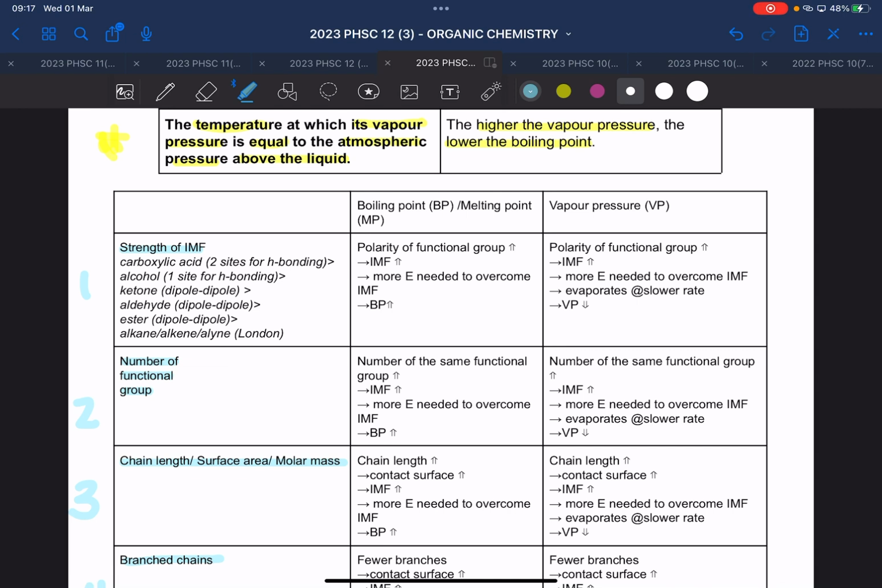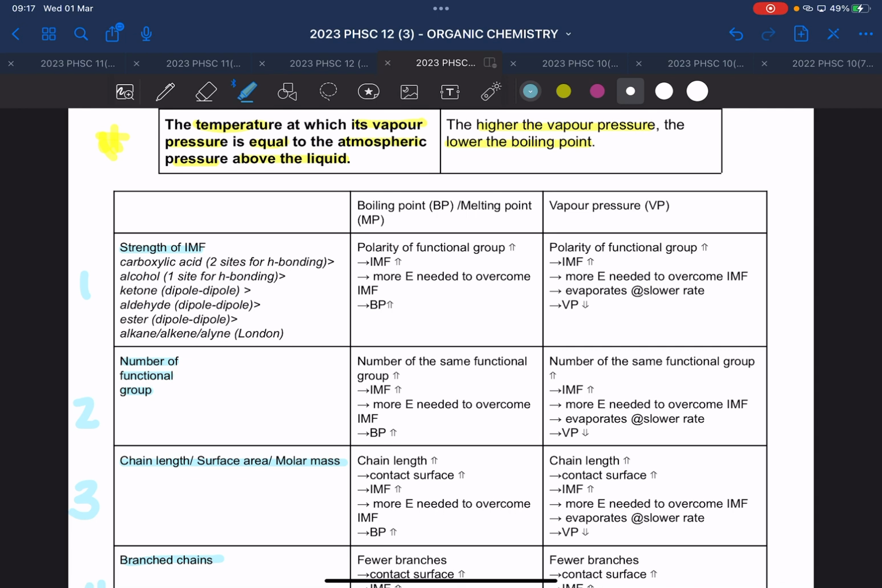Okay, now strength of intermolecular forces, we did this as we went on, but I just did a summary here for you. If we look at alkanes, alkenes, alkynes, oh sorry, there must be a K. They all have London forces. Then esters have dipole forces, aldehydes, dipole, ketones, dipole. You can see here that esters have the smallest dipole forces, then aldehydes, then ketones. So ketones is the strongest, then aldehydes, then esters. And then alcohols have one site for hydrogen bonding, and carboxylic acids, the strongest, have 2 sites for hydrogen bonding. That is something you need to know, study, off by heart.